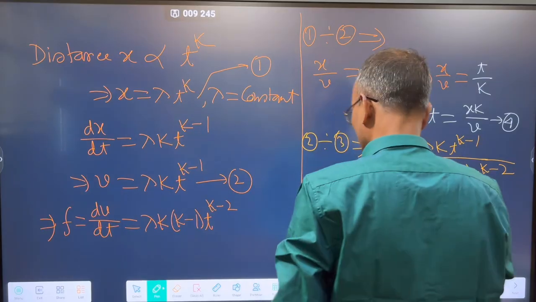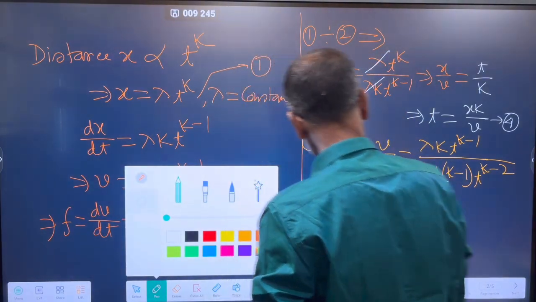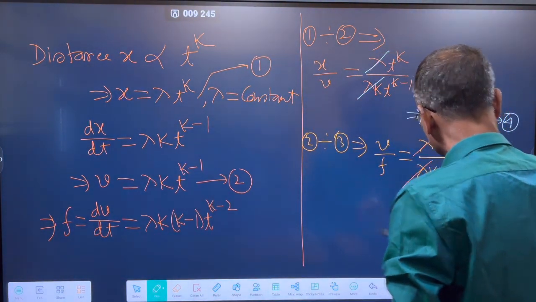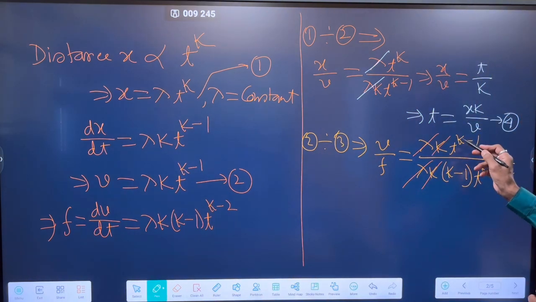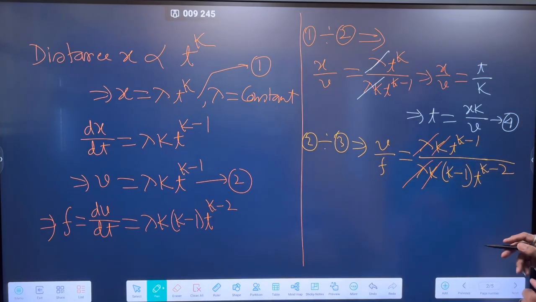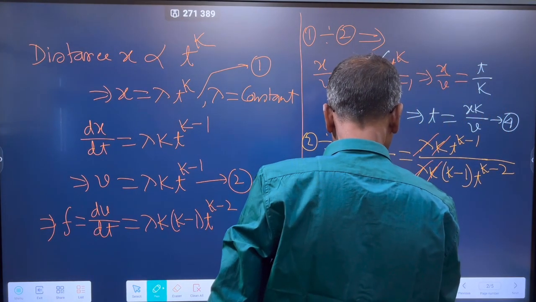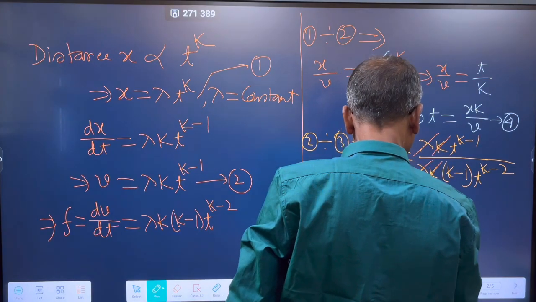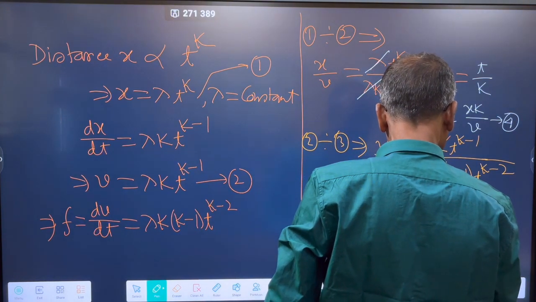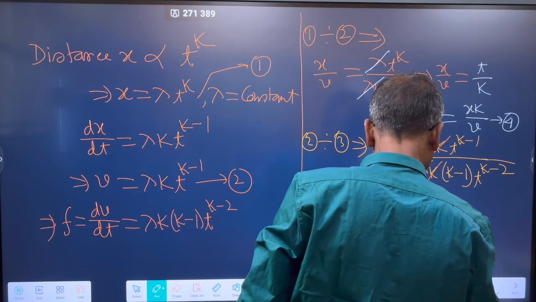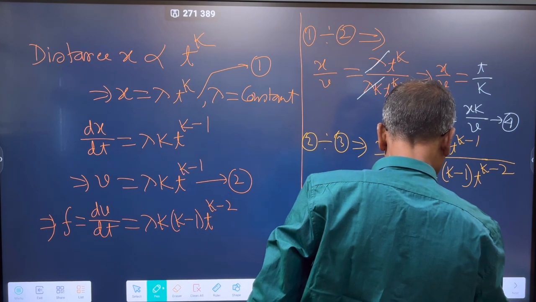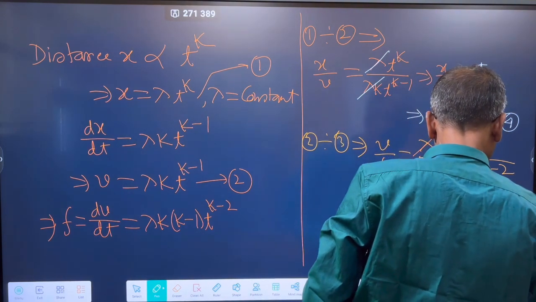Here also lambda will be cancelled, k will also be cancelled. T to the power k minus 1 divided by t to the power k minus 2 gives t to the power k minus 1 minus k plus 2, that is t in the numerator. So v divided by f equals t by k minus 1. This means t equals v into k minus 1 divided by f. Suppose this is number 5.